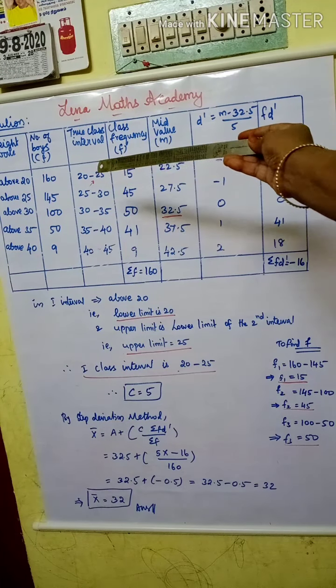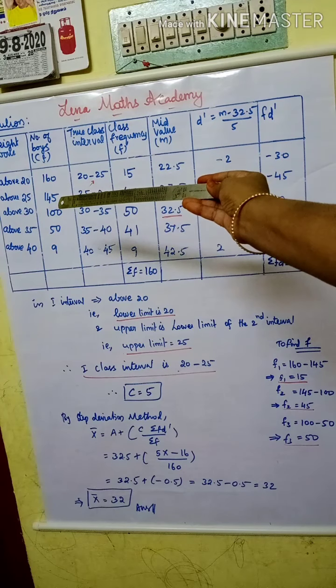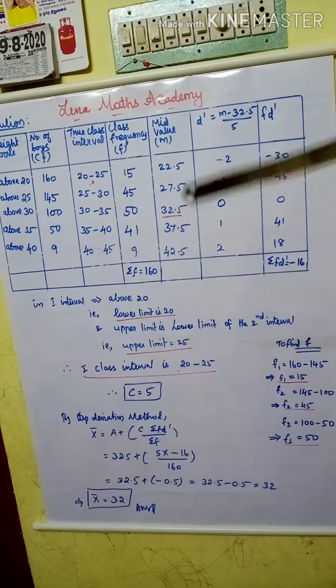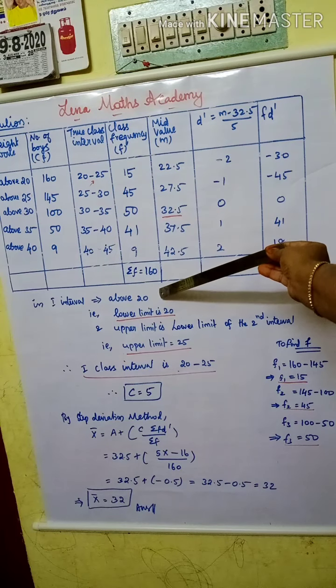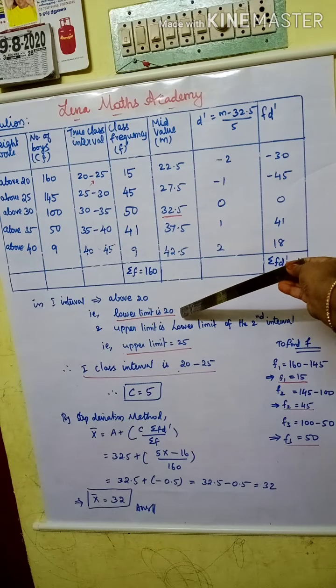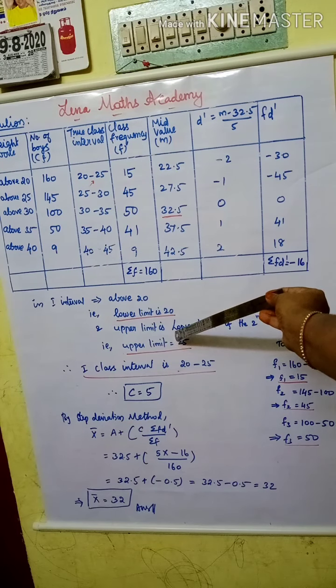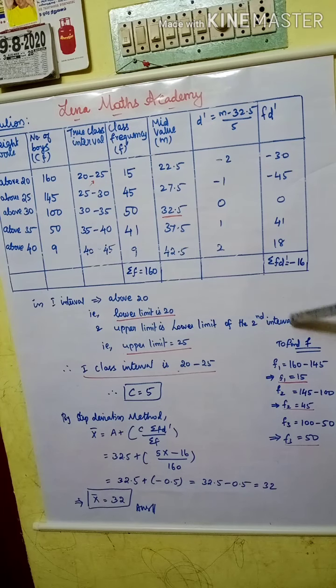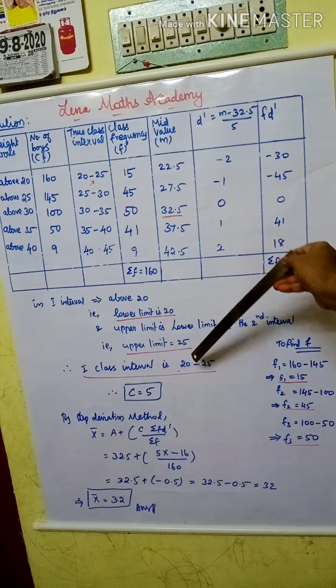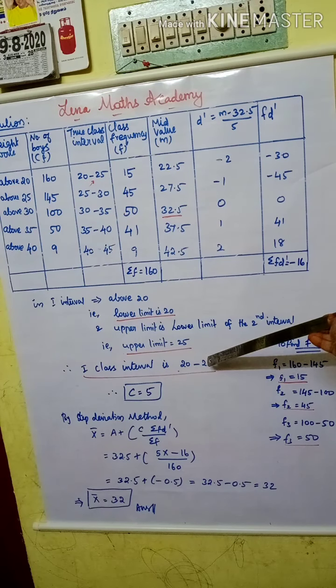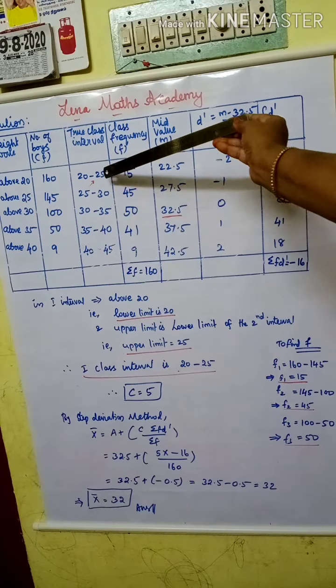Solution. Weight above 20, 25, 30, 35, 40. So first we have to convert the exclusive class intervals into true class intervals. The first interval given is above 20. Above 20 means the lower limit is 20 and the upper limit is the lower limit of the second interval, which is 25. So the first class interval is 20 to 25.